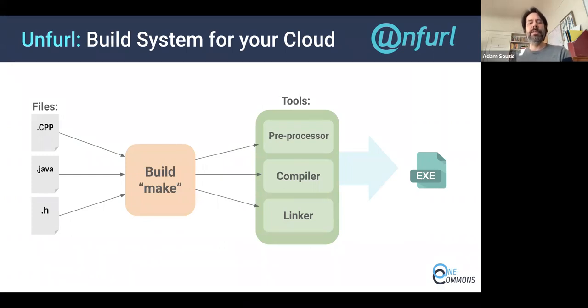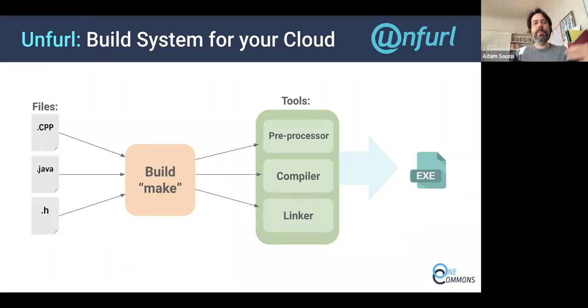I think the easiest way to think about Unfurl and how it works, especially if you're a developer, is to compare it to how you build an application or an executable. The classic model is that you have your source code files, and then you have a tool, the classic one being make. What make does is look at the files on your disk and figure out what's changed and what needs to be built, and then it invokes the compiler and the linker, and at the end you get your application.